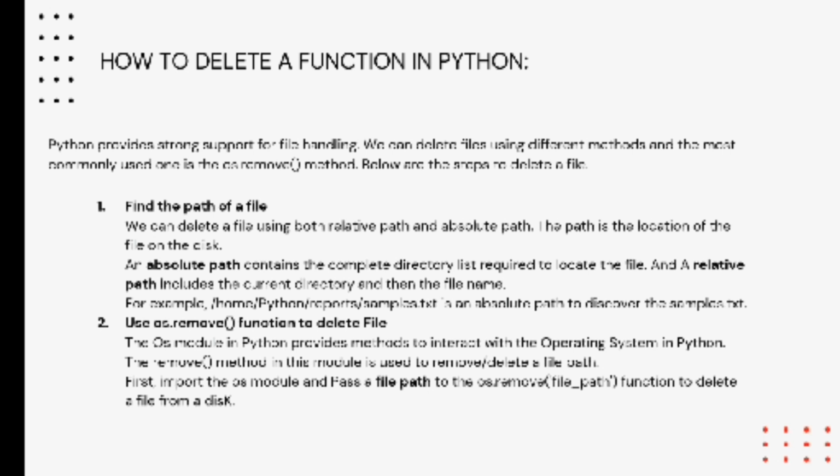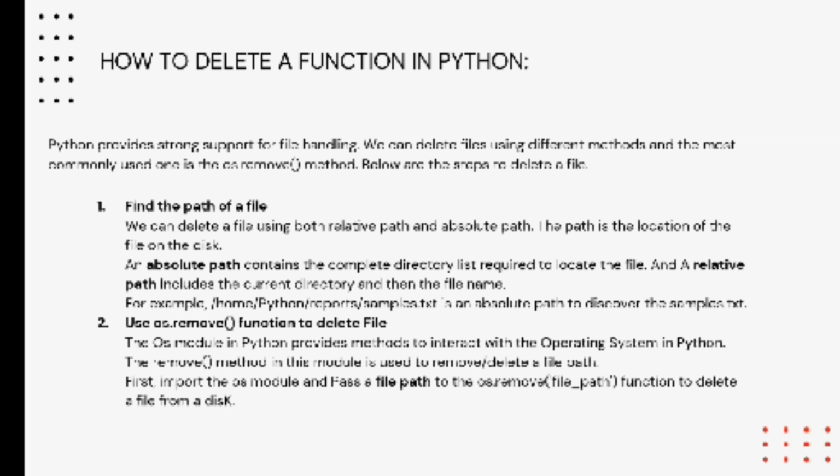An absolute path contains the complete directory list required to locate the file, and a relative path includes the current directory and then the file name. For example, /home/python/report/samples.txt is the absolute path to locate samples.txt. Second step, use the os.remove function to delete a file.